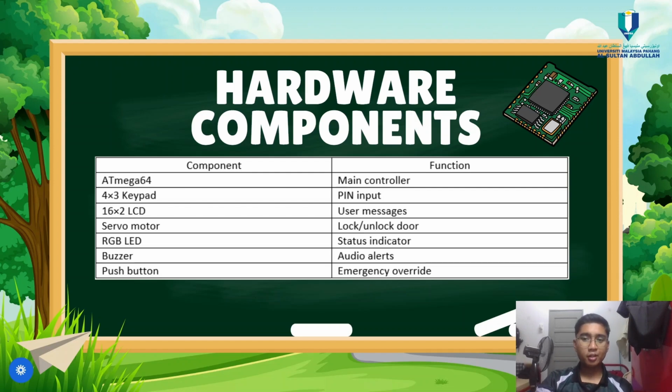The buzzer will provide audio feedback, such as a short beep for key press, 3 beeps for wrong PIN, and a success tone for correct PIN. And the final one is the push button, which allows someone inside to open the door without entering a password.